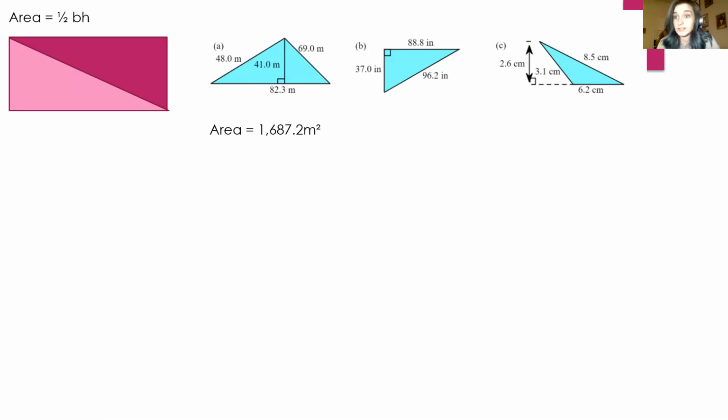And then for perimeter, it's easy. For any shape, perimeter is the same. We just add up the sides, like we're building a fence around it. Perim, we're going around the rim. So when we add those sides up, we get 193.